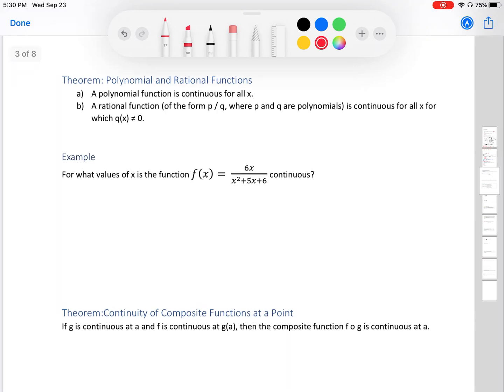Theorem: polynomial and rational functions. A polynomial function is continuous for all x, and a rational function of the form p over q, where p and q are polynomials, is continuous for all x for which q of x does not equal 0. Alright, so we've talked about how polynomials are just continuous functions. Think back to your algebra days, we had a graph of a polynomial.